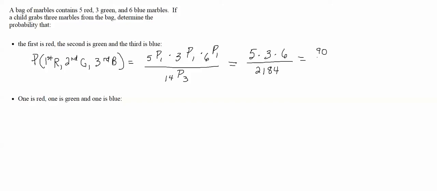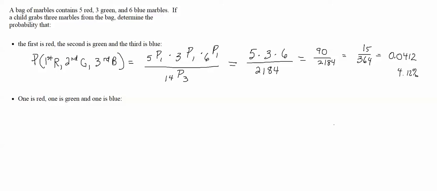That gives us 90 out of 2,184. We reduce that down and we get 15 out of 364, and finally as a decimal 0.0412. So the probability of drawing 3 marbles in that order is pretty small. It's 4.12%.